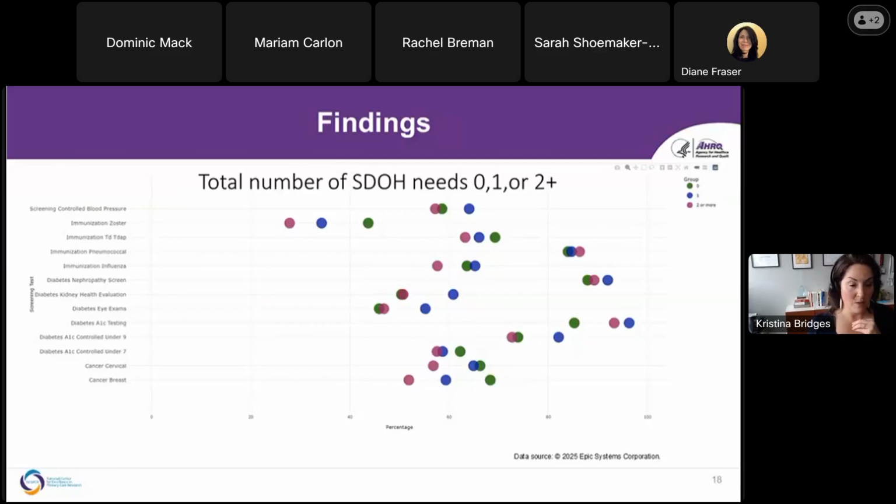This is stratified by social drivers of health, either having reported 0 need, 1 need, or 2 needs. Again, there's groupings in some and more spread out in others. So we're just beginning to kind of look at where we see big differences and if they're clinically relevant. And then the final example that I'll show is specific to one social driver of health. You can go ahead to the next slide.